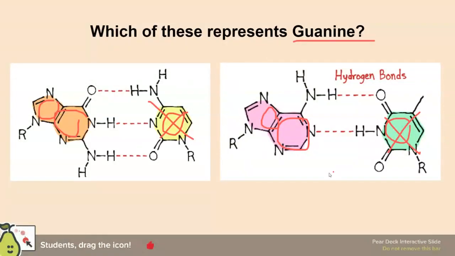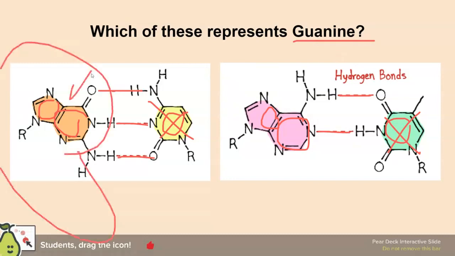The other thing I notice is the hydrogen bonds. There are 2 hydrogen bonds here and 3 hydrogen bonds here. I know that guanine and cytosine connect with 3 hydrogen bonds, so that means that this one must be guanine.